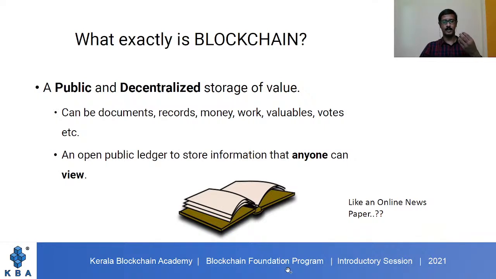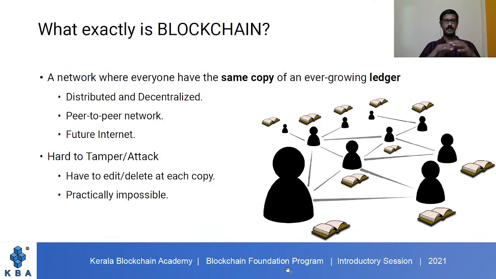Anyone can view the transactions, anyone can take part in that public and decentralized blockchain, and anyone can verify or validate the validity of that particular information that is stored. Anyone can view that transaction, and it maintains the same copy over the entire ledger. So all the nodes in the network will have the same copy of this ledger. It is distributed and decentralized.